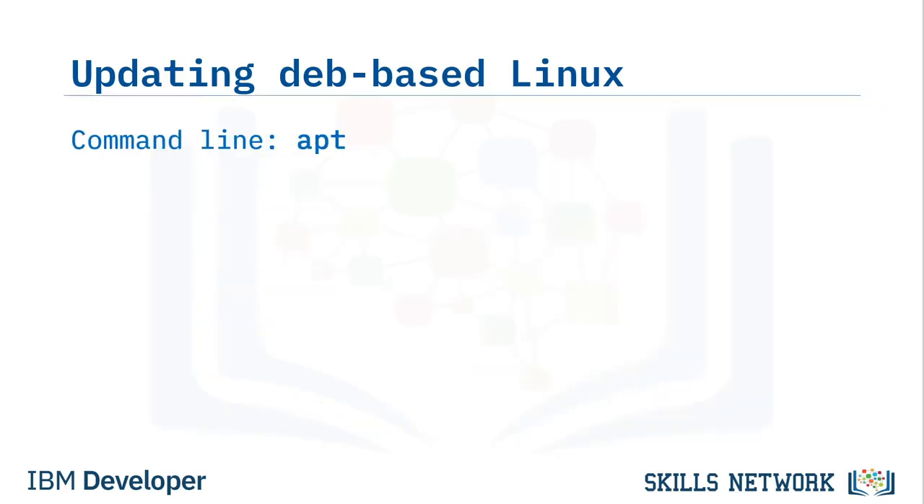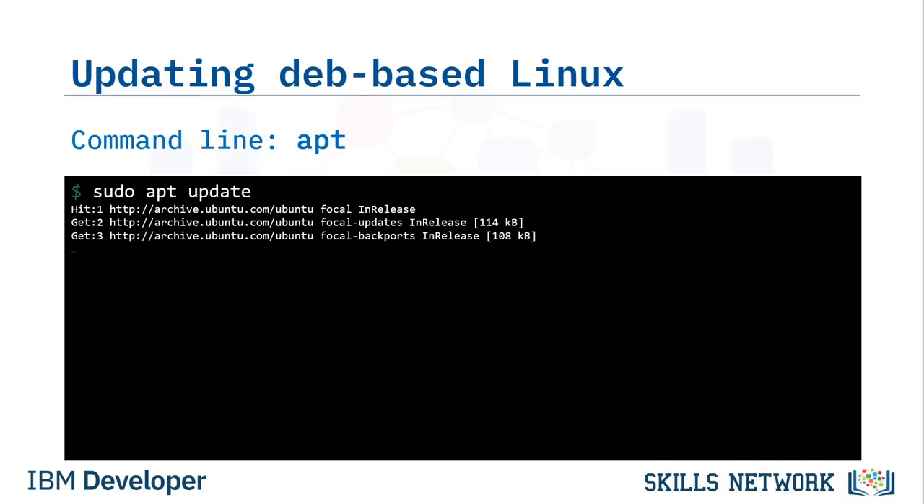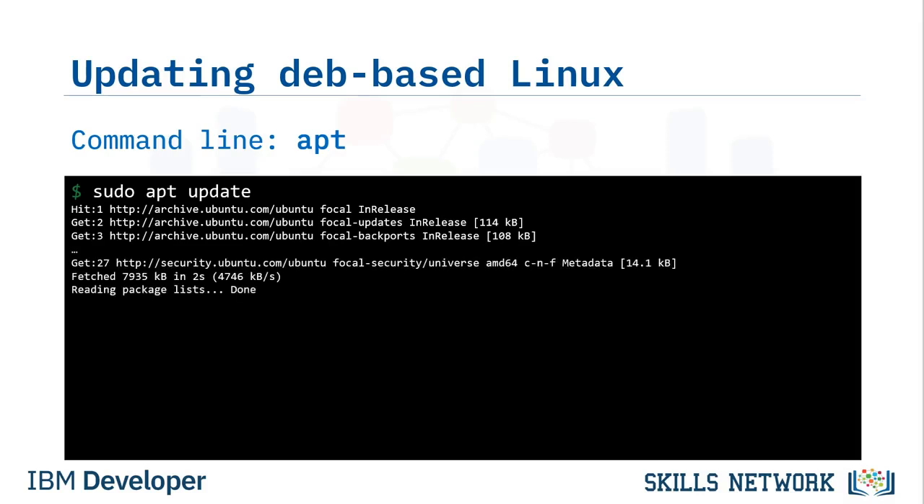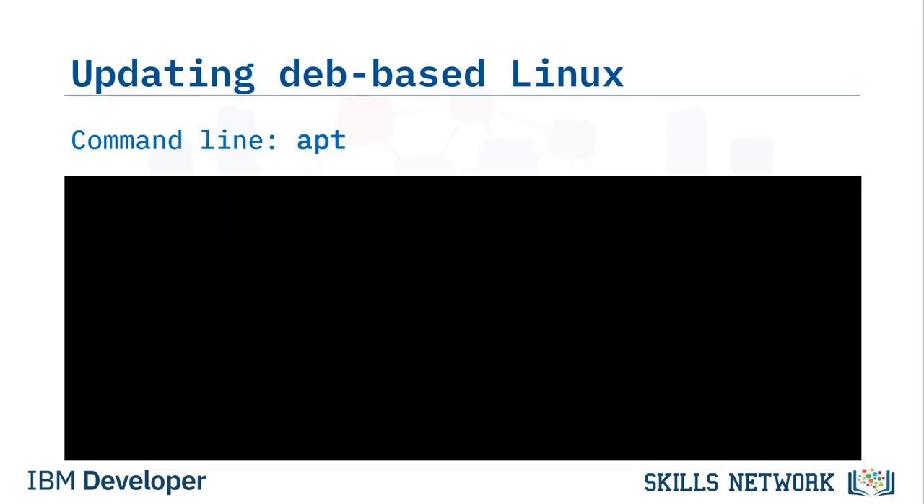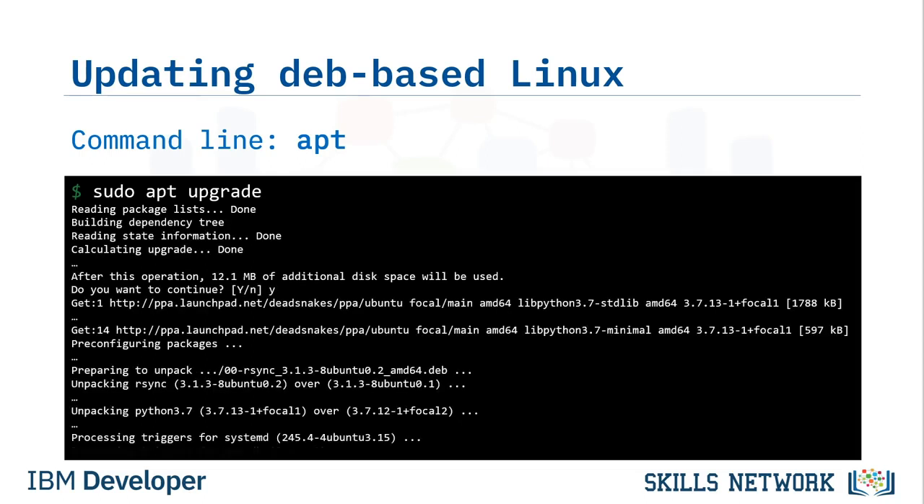apt is a command line tool for updating Deb-based Linux systems. You use the sudo apt update command to find available packages for your distro. The output for this command lists each available package, builds a dependency tree, and lets you know how many packages can be upgraded. To install the packages, use the sudo apt upgrade command. If you want to only install a specific package, you can use sudo apt upgrade package name.